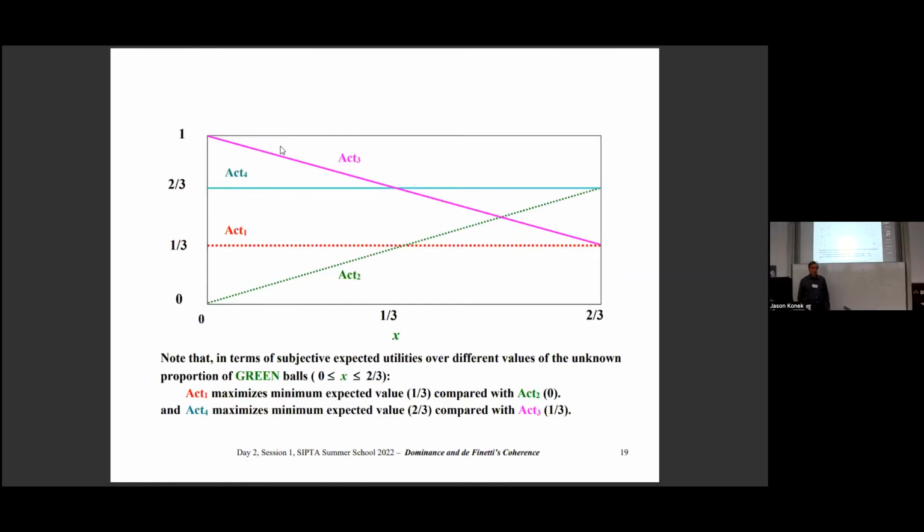And here's just a graph of the expected utilities as X. X is the possible probability for green, which goes between 0 and 2/3.